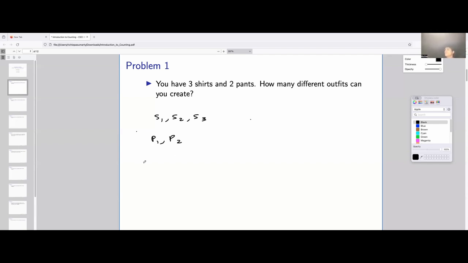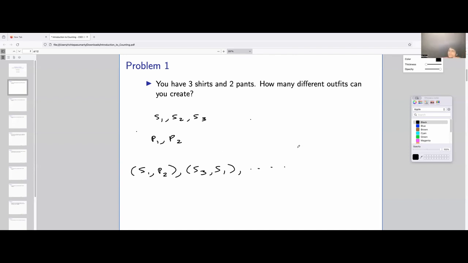So for example, here is one possible outfit. I can wear the first shirt and then the second pant. This is a possible outfit. Another possible outfit is I wear the third shirt and then the first pant. And of course, I have some more possible outfits. So the question is, how many do I have in total? All right, so let's go ahead and see.